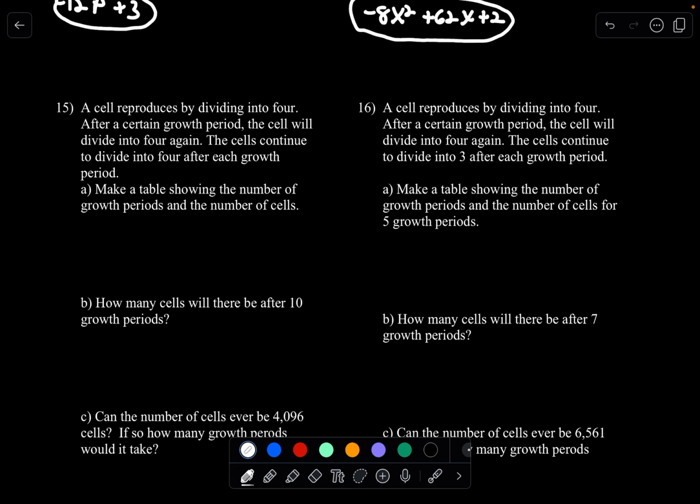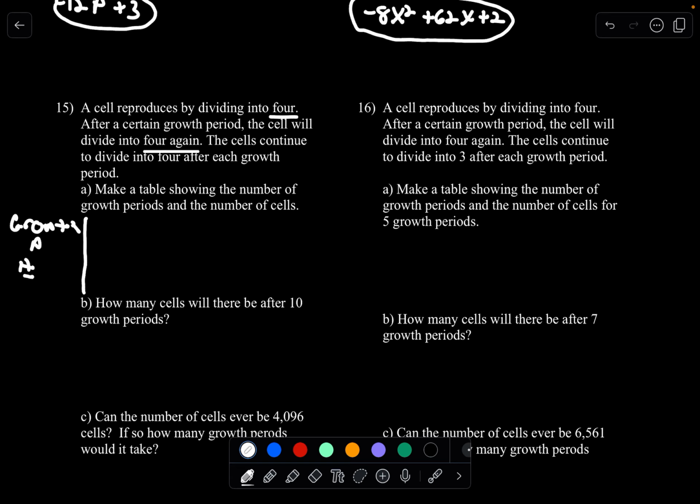15 is a cell reproduces by dividing into 4. After a certain growth period, the cell will divide into 4 again. So it keeps multiplying by 4. Okay? The cells continue to divide into 4 after each growth period. Make a table showing the number of growth periods and the number of cells. Now, so we have growth periods. The reason you don't have a table here is because I cannot generate a table on the program I use. So this is the growth period, and this is the number.